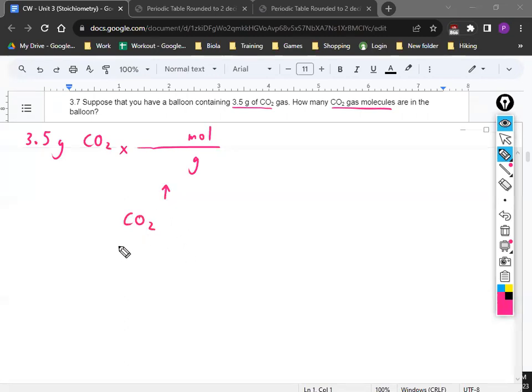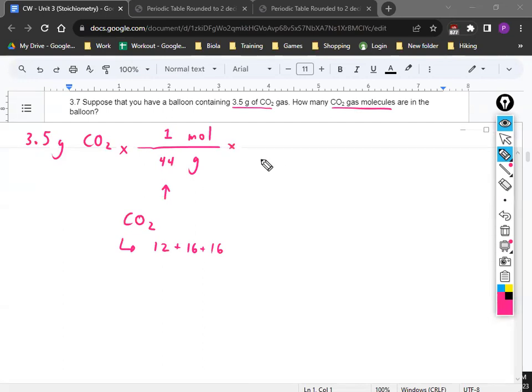If you go on the periodic table and look at CO2, carbon has the number on the bottom, the molecular weight, which is 12, and then oxygen is 16 twice. We already did this one. So you get 44 grams in 1 mole. That's how you turn grams into moles.